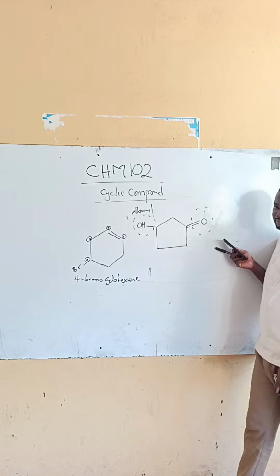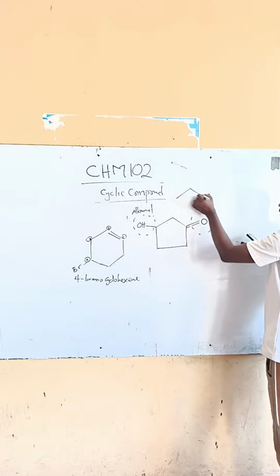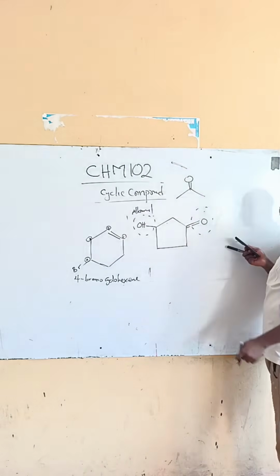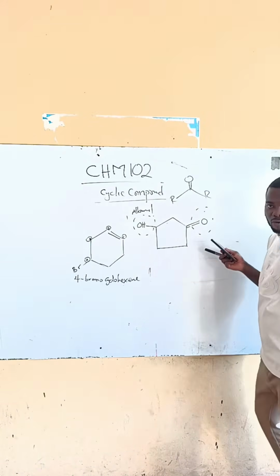Where? Pass, find that way. How do you know it's alkanone? This is like saying, this is alkanone. How do I know? It's like saying, see. It's like saying this. Do you remember R? Remember? This is the functional group of ketone.